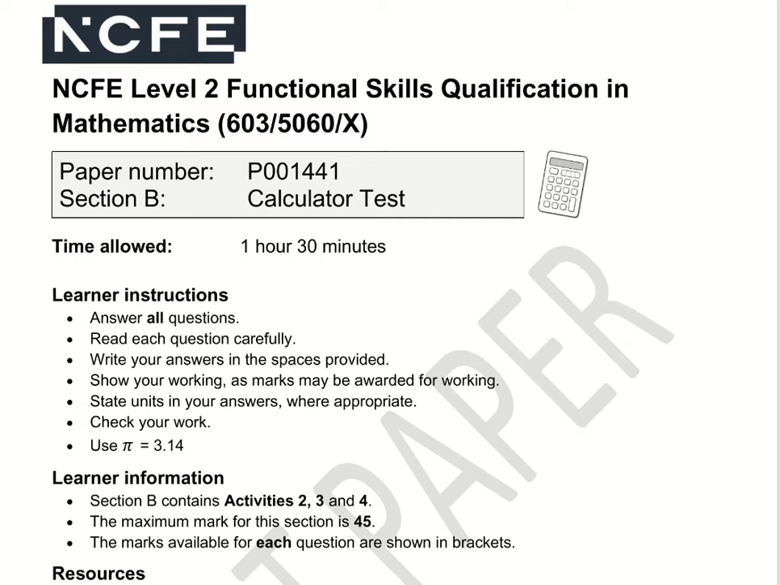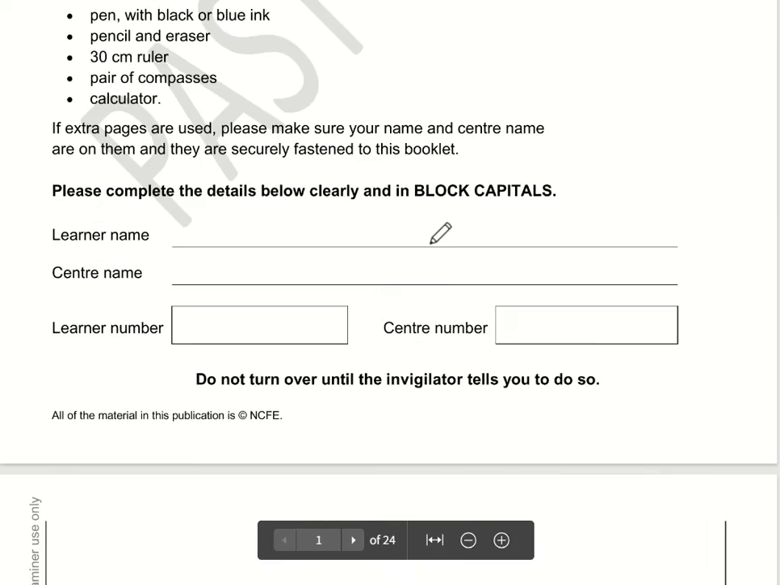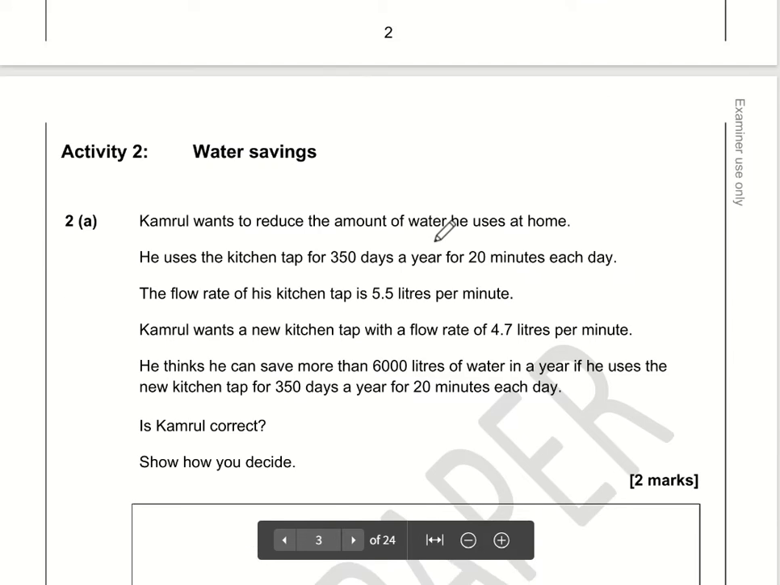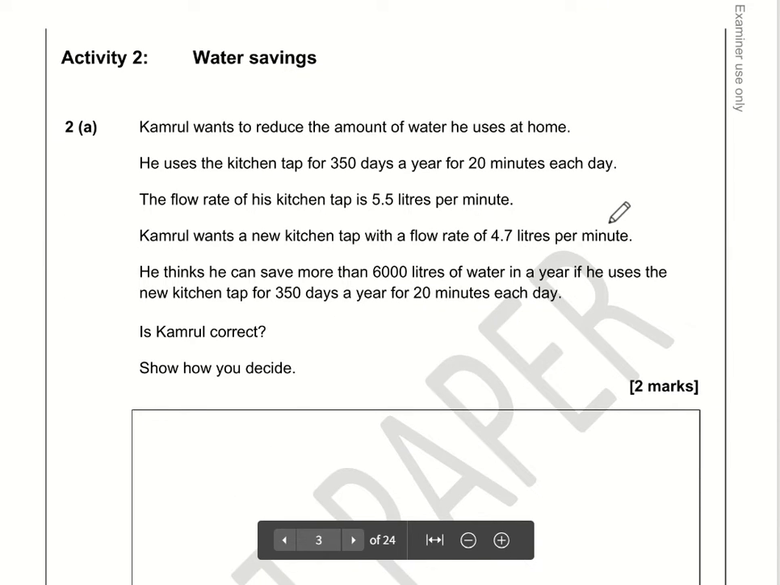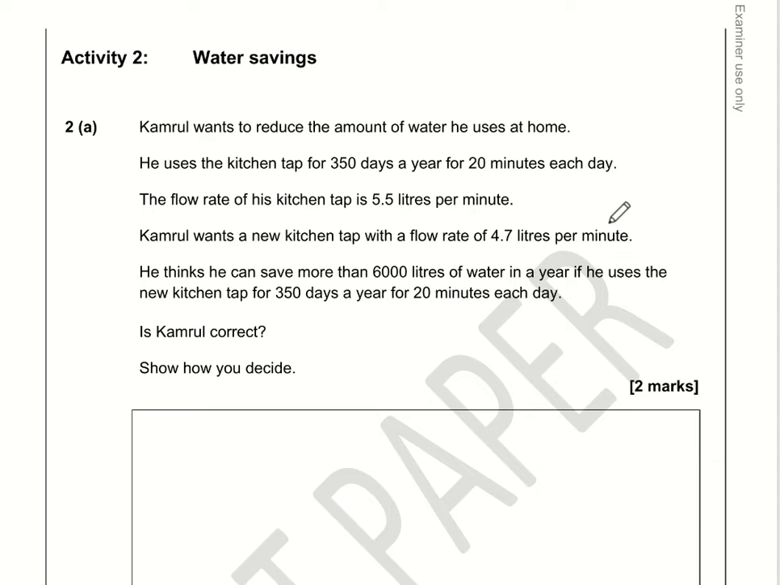Here are the video solutions for NCFE Level 2 Functional Skills Maths. This is section B, which is the calculator test, and this is from one of their online past papers. So let's take a look at the first question, question number 2. Cameron wants to reduce the amount of water he uses at home.